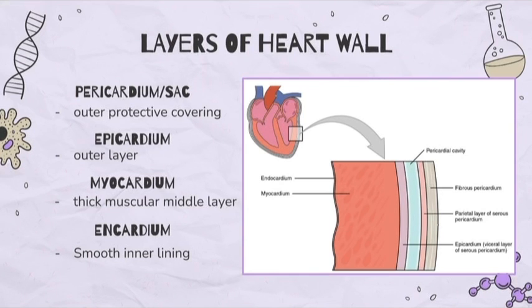Beneath that lies the myocardium, which is a thick muscular layer composed of cardiac muscle cells responsible for the heart's pumping action. The innermost layer is the endocardium, which is a smooth lining that prevents the blood from sticking to the walls or clotting as it flows through the chambers.